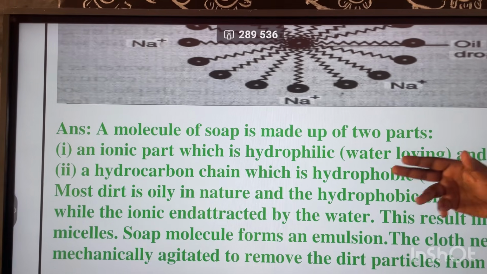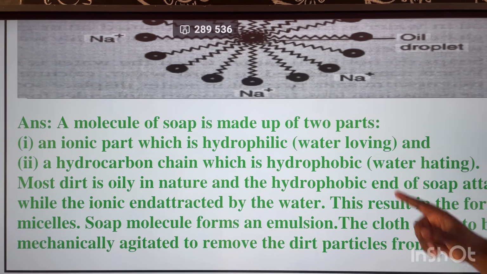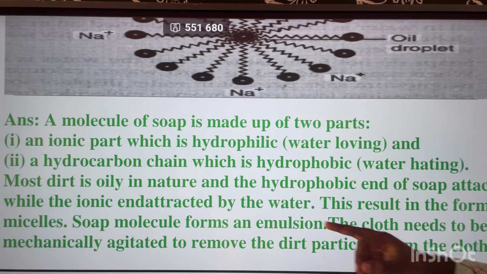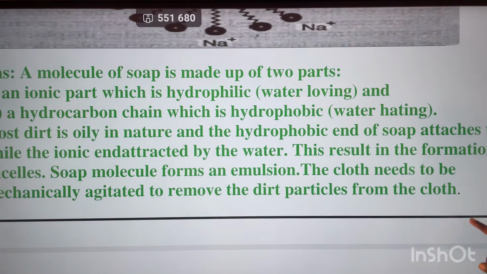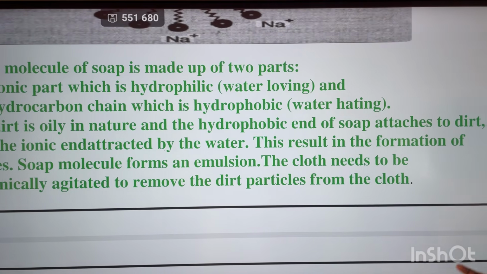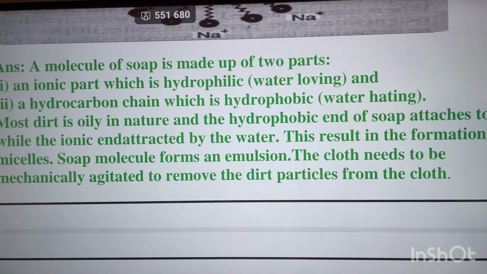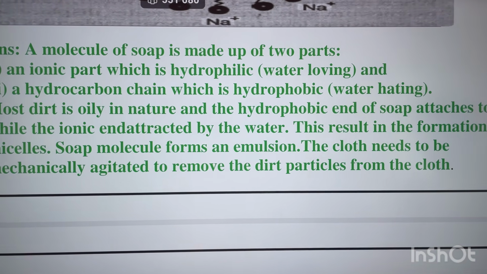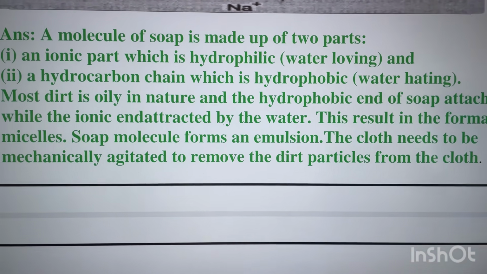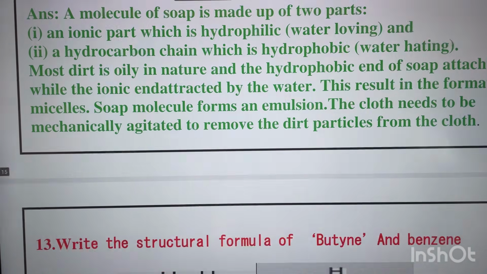Your answer is also there. The molecule of soap is made up of two parts: hydrophilic and hydrophobic, water loving and water hating. Most dirt is oily in nature, and the hydrophobic end of soap attaches to the dirt while the ionic end interacts with the water. This results in the formation of micelles. Soap molecule forms an emulsion. The cloth needs to be mechanically agitated to remove the dirt particles from the cloth.